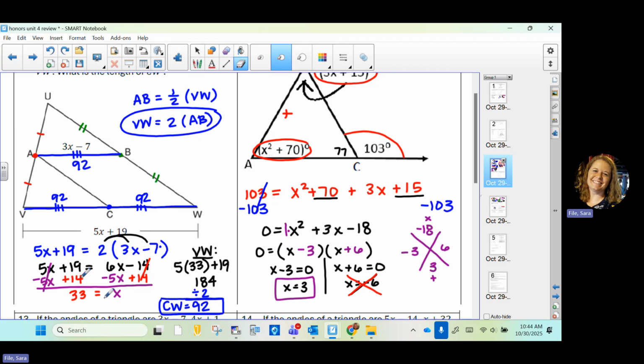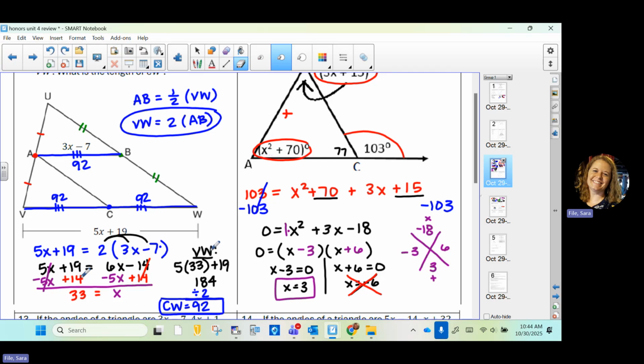So I'm going to have to take that 33 and plug it back into my expression for VW. So 5 times 33 plus 19 is 184. Now that's the entire side length. They asked for CW, which is half. So I divided it by 2 and got 92.